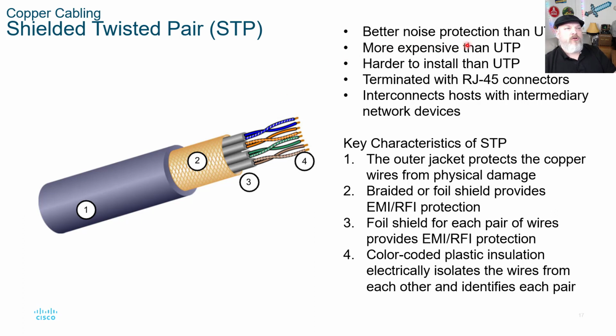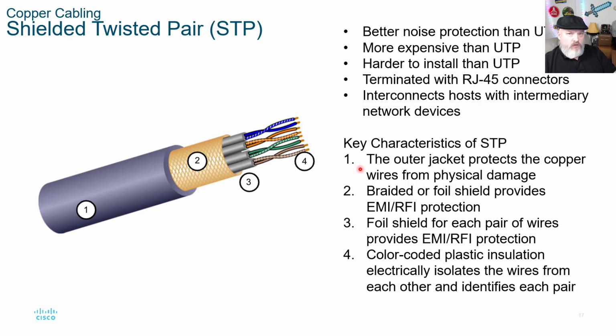It has better noise protection than UTP. It is more expensive because it takes more resources to make it. It is harder to install than UTP because it is a little bit stiffer, so it's harder to move around corners. It's also terminated with RJ45 connectors. It also interconnects hosts with intermediary network devices.